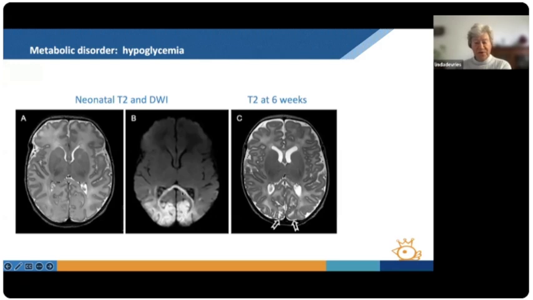Also, the corpus callosum is affected. And then after 6 weeks, we see that there are a few cystic lesions and some atrophy. And again, these children are at risk of later epilepsy and cognitive problems as well. So here it's really important to perform an MRI in children with symptomatic hypoglycemia.